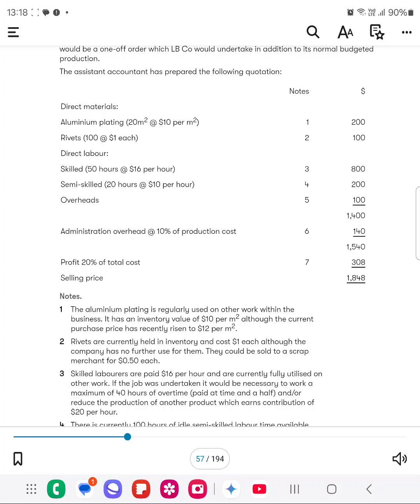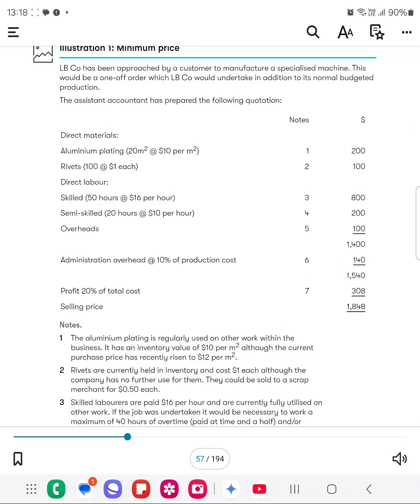Note 1 pertains to aluminium plating. The aluminium plating is regularly used on other work within the business. It has an inventory value of $10 per meter, although the current purchase price has recently risen to 12 per meter square. So the quotation given by the accountant was at the rate of $10 per meter, and the requirement was 20 meters square.